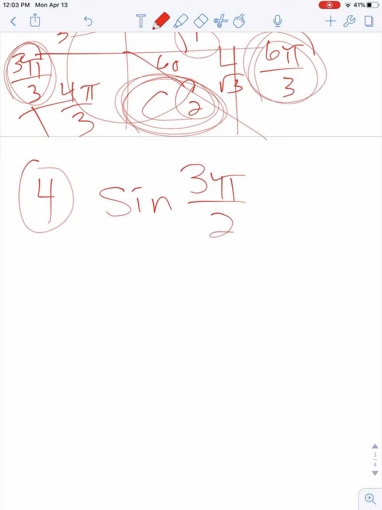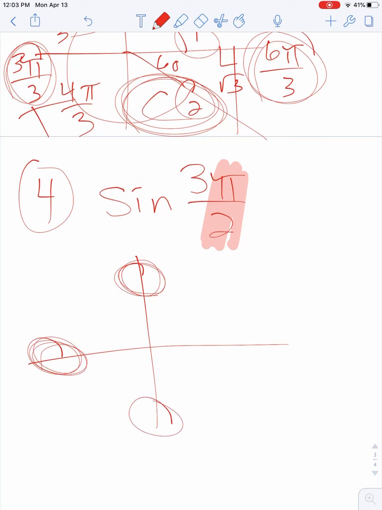3 pi over 2. What's the reference angle? Well, that's a trick question because there is no reference angle. This is a quadrantal angle. 3 pi over 2, if you see pi over 2, you know you're going by 90s: 1 pi over 2, 2 pi over 2, 3 pi over 2. You should just know that 3 pi over 2 is 270, or you can count.